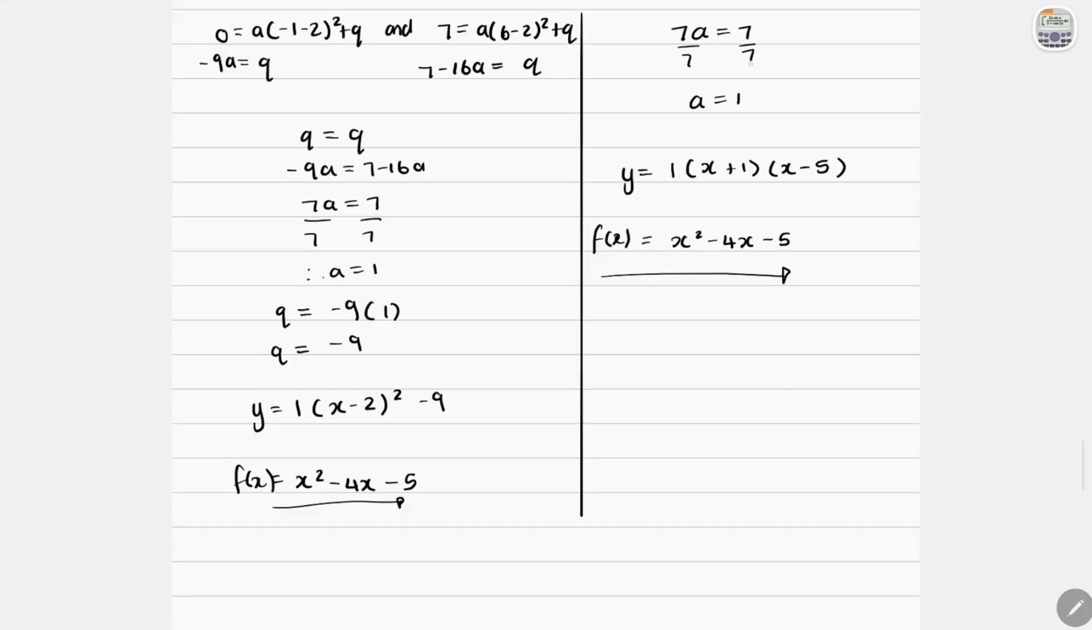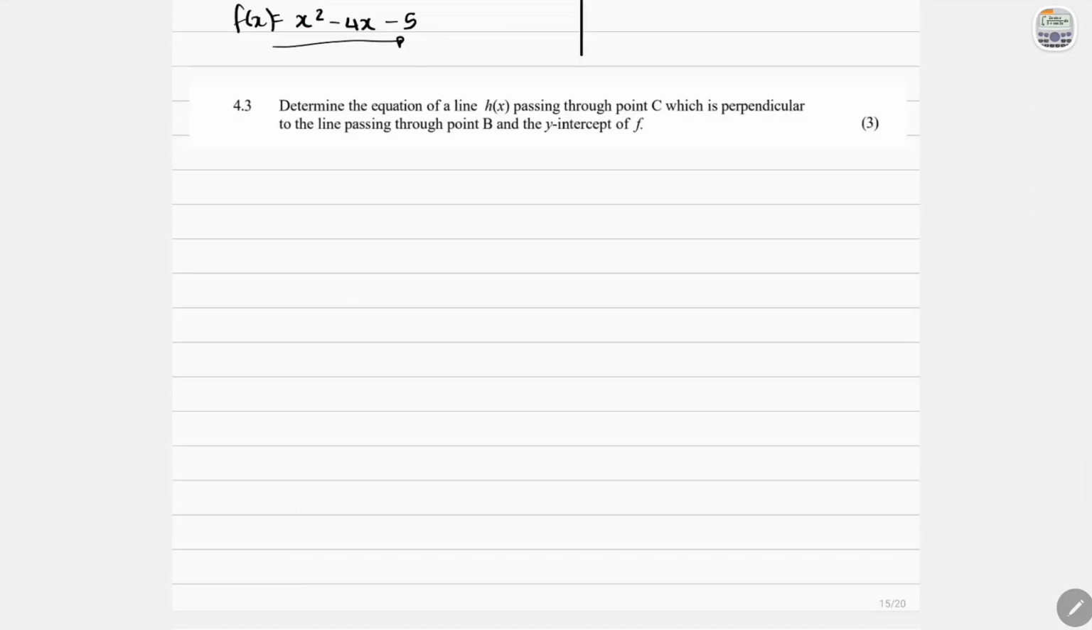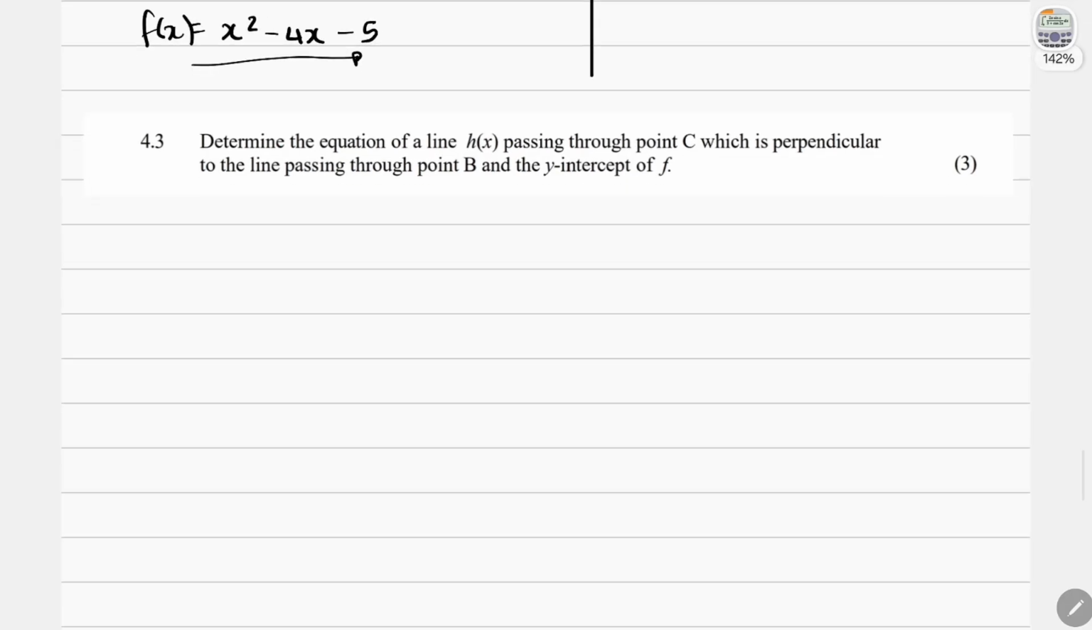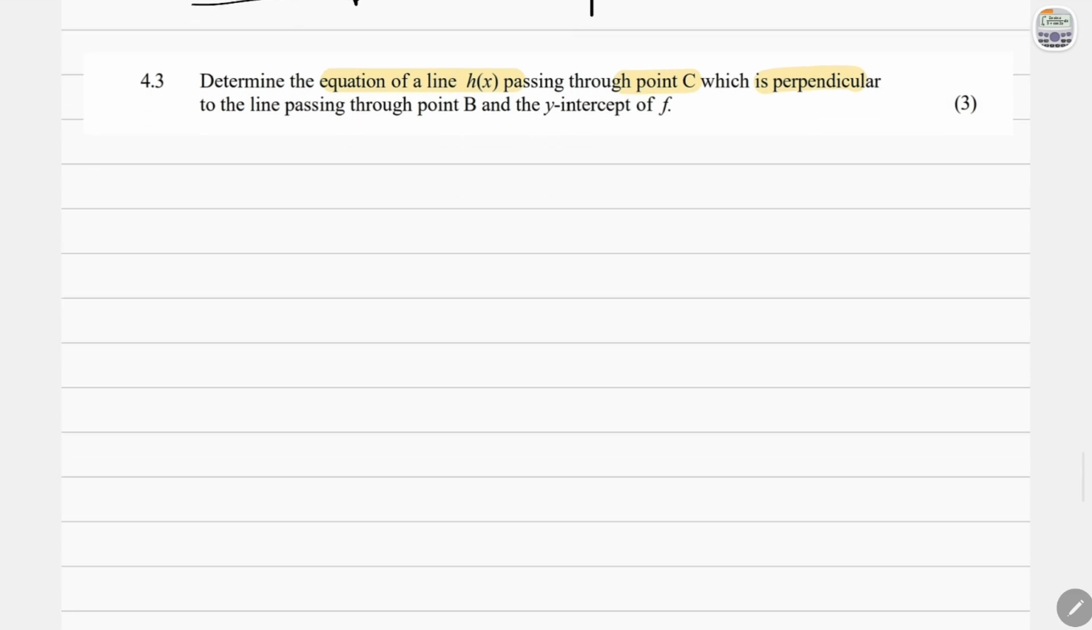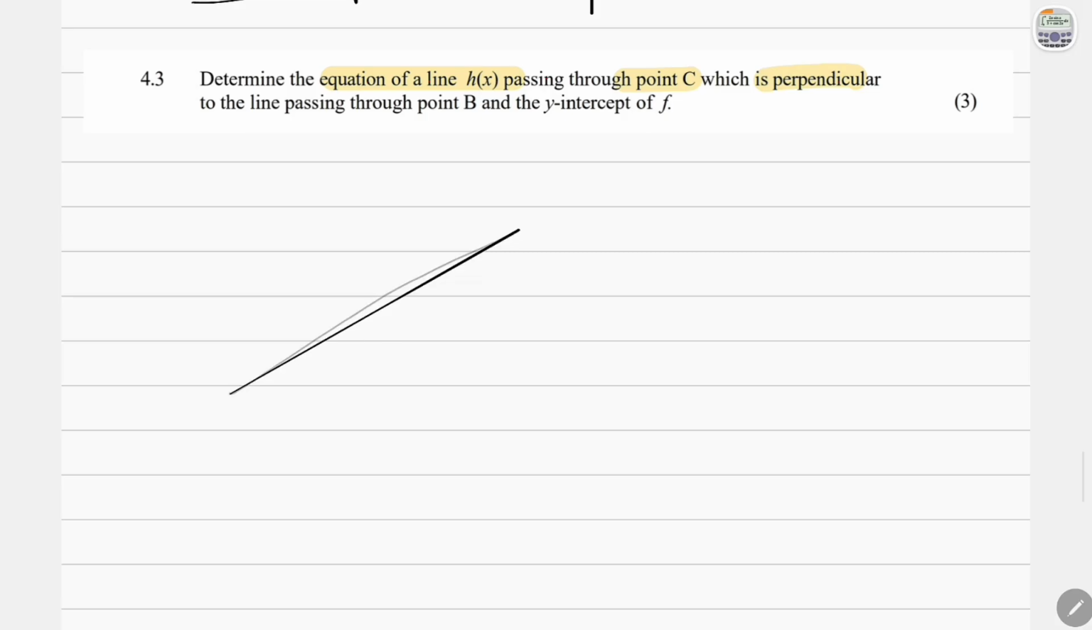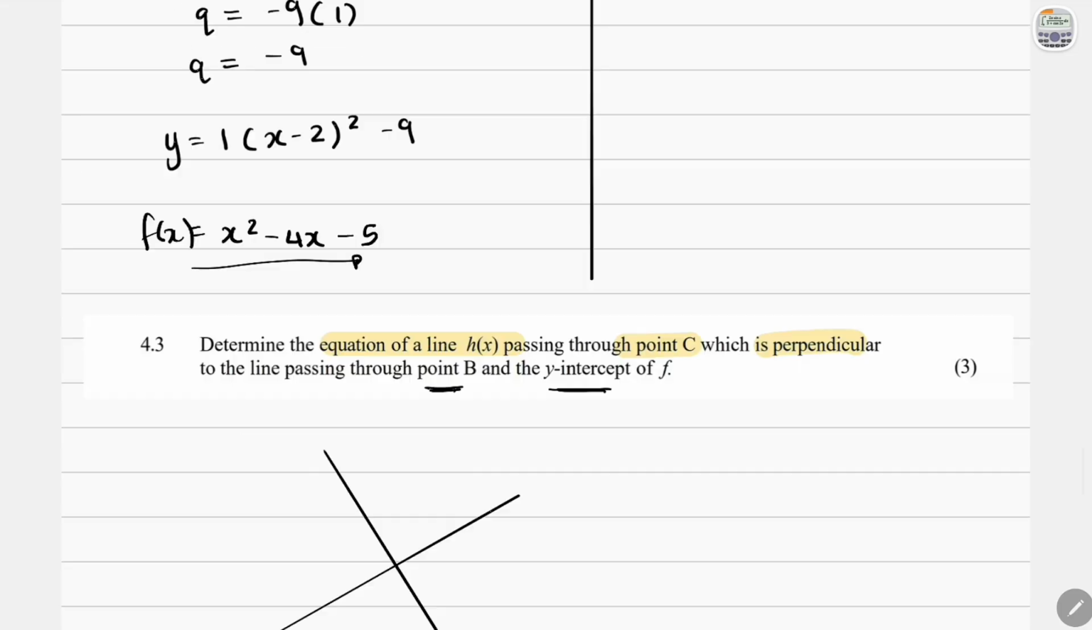Moving on to the next question. Question 4.3 says, determine the equation of a line, which is h of x, passing through point C. So this line passes through C and is perpendicular to the line passing through point B and the y-intercept of f. Okay, so we have a straight line, right? But this line is perpendicular to the line which passes through point B and the y-intercept of f.